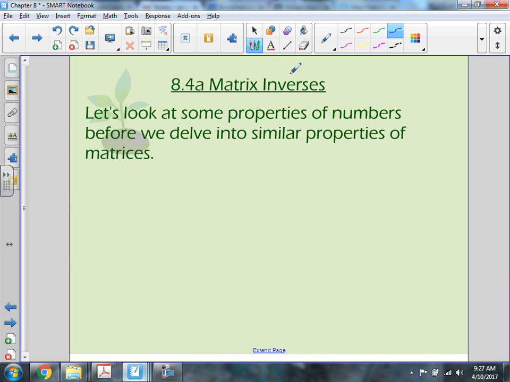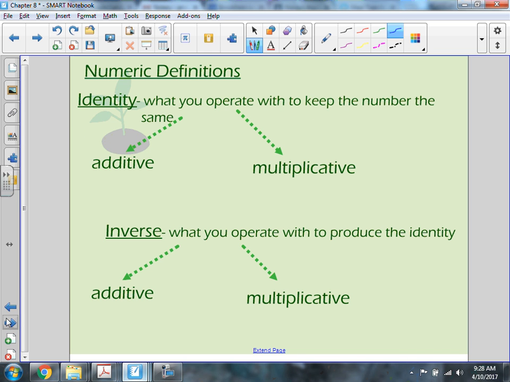Before we jump into how to find and use matrix inverses, we're going to look into some properties of numbers so we can understand what those properties are, what the specific names of the aspects of the properties are, and then we're going to apply them to matrices. So first we're going to look into numeric definitions.